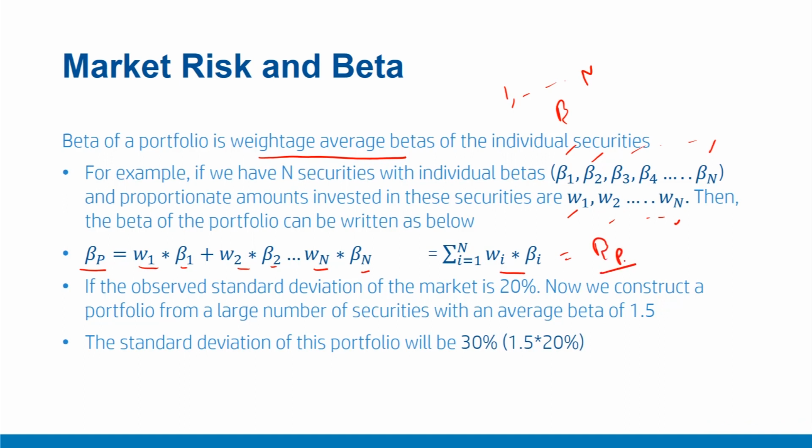For example, if you observe that the market has a standard deviation of 20% and you construct a portfolio which has a beta of 1.5, then the standard deviation of this portfolio would be 30%, which is 1.5 times 20%. So in summary, the beta of portfolio is simply the weighted average of betas of individual securities.